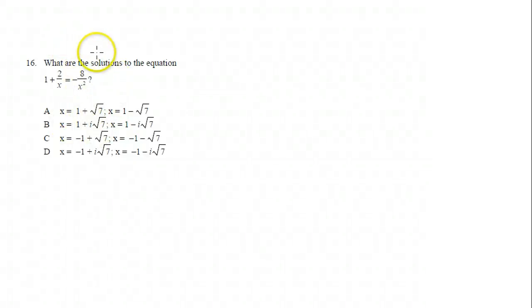So first, for number 16, take a look at the multiple choices. This kind of gives us a hint that this is the type of problem we're going to have to solve by quadratic formula, because we know quadratic formula often gives us answers that look like this.